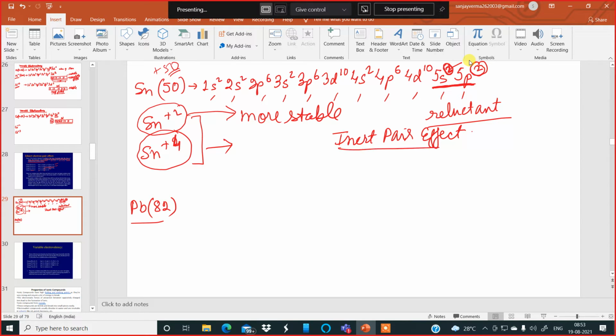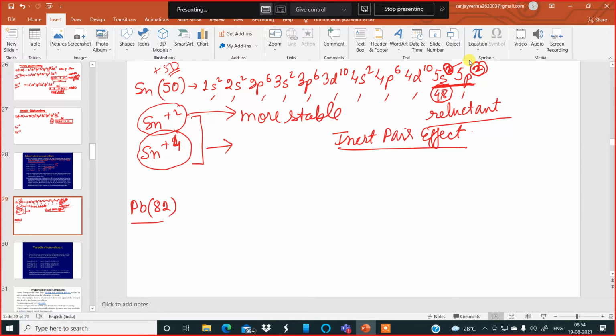Now, similarly, let us understand. If it would have lost 4 electrons, the nucleus should pull them more strongly, no? But it is not happening like that, because this is the S subshell and this is the P subshell. As soon as you remove two electrons, there are only 48 electrons left. Now these 48 electrons can be pulled more strongly by the nucleus. That's why these two electrons are not willing to go away.